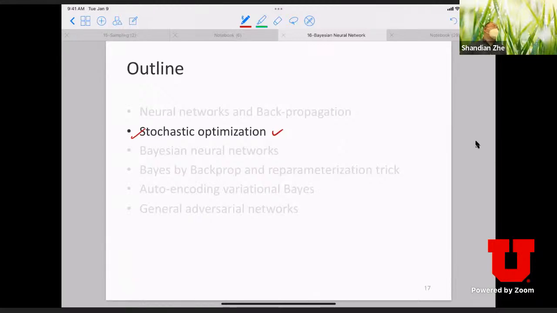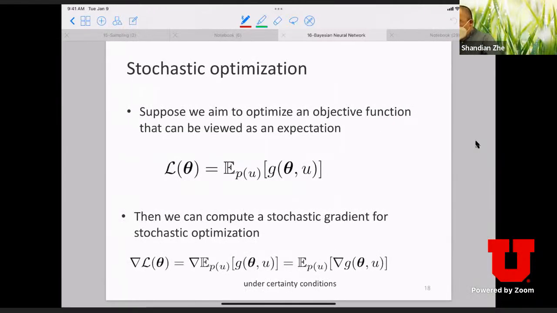And it turns out that neural networks mainly work well under big data, or large data, right? You need to make your optimization scalable, right? So what is stochastic optimization? In general, stochastic optimization deals with some kind of objective which you want to maximize or minimize, right? This objective has the following form.